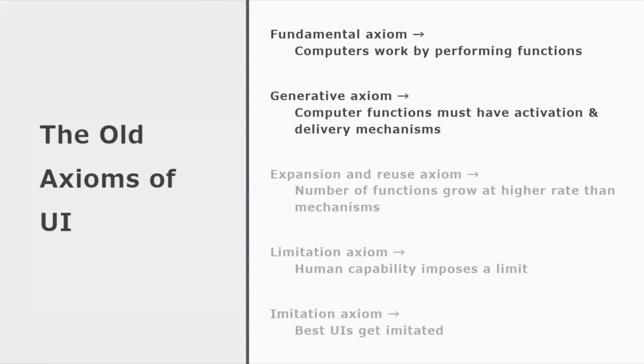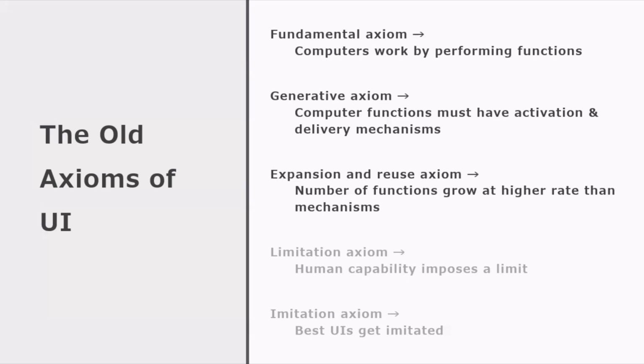The second axiom is the generative axiom. Computer functions must have activation and delivery mechanisms. This is the generative axiom because it generates the idea of user interfaces. In order to access the functions, we need to activate that function, and we also need to access the deliveries of that function, and those are two different mechanisms, the activation and the delivery mechanisms. We need to find something to activate the function and something to get the results from the computer.